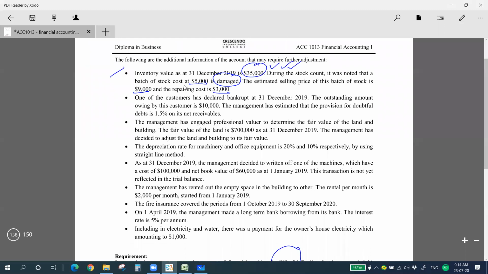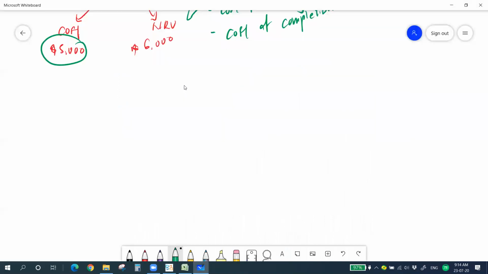One of the customers has been declared bankrupt on 31st December 2019. The outstanding amount owing by this customer is 10,000. The management has decided that the provision for doubtful debts is 1.5% on its net receivables. So in this second piece of information, we actually have two adjustments. The first adjustment is on the bad debts, because my client is bankrupt.